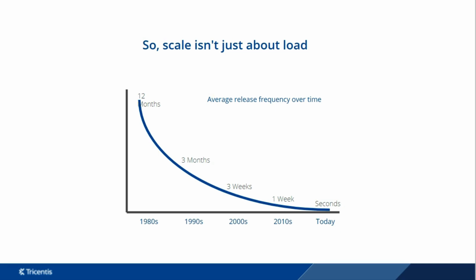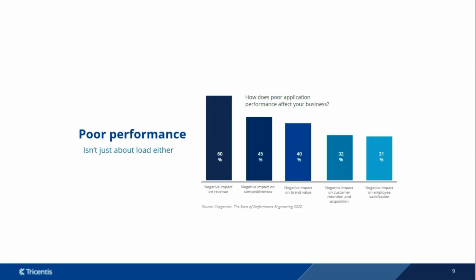How does performance testing that typically takes weeks keep pace with releases that take hours? How can you go from just a couple of tests per month to hundreds and still give enterprises the credibility and predictability and confidence that they're used to? So that's also scale. Poor performance isn't just about load either.